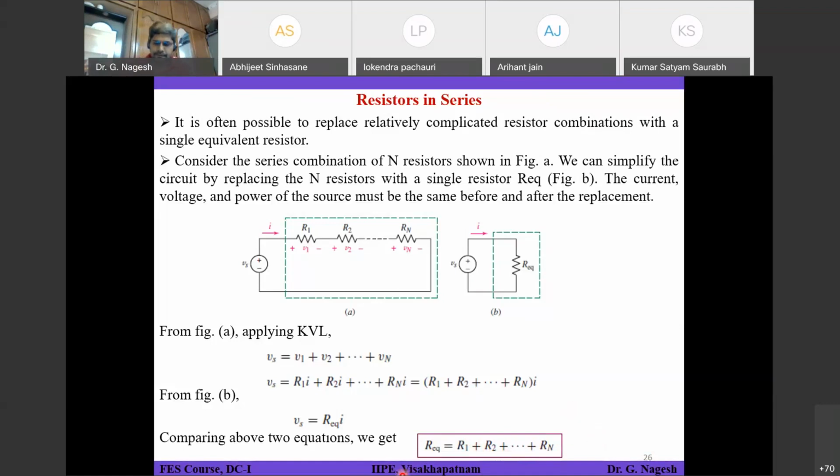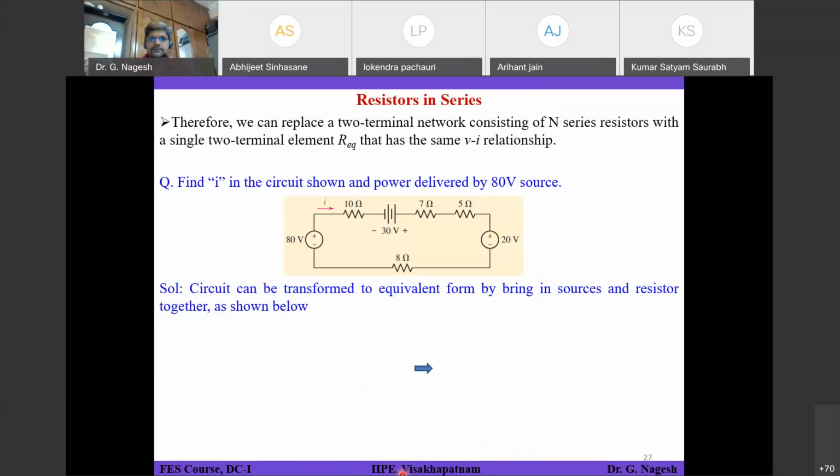Okay, okay. So therefore what it says is, we can replace a two-terminal network consisting of n series resistors with a single two-terminal element called R equivalent that has the same VI relationship. So if you take the two circuits and do the experiment, that means you find the voltage across the source and the current coming out of the source, you will get the same characteristics. The VI graph will be the same.